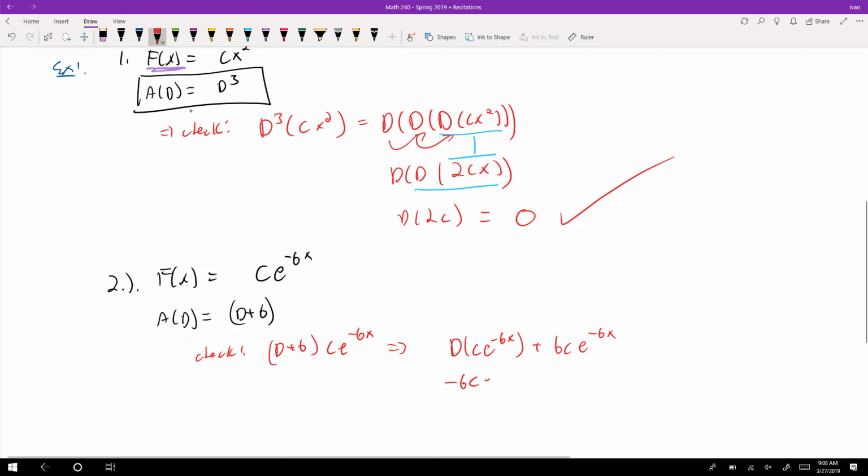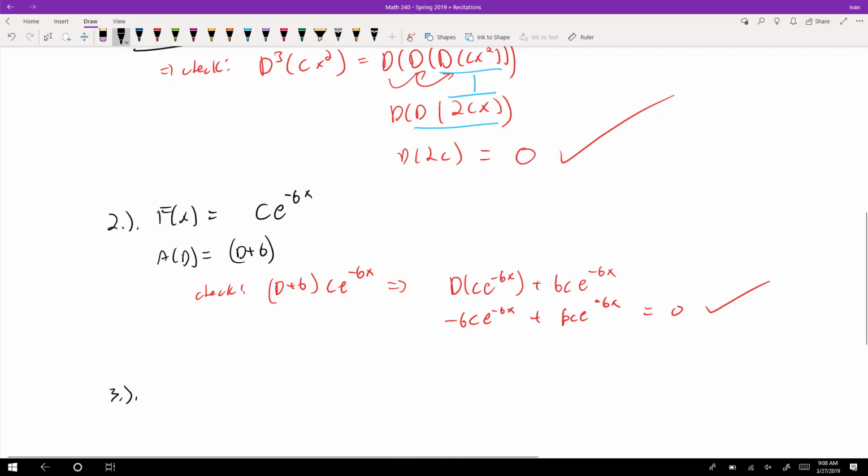Negative 6c e to the negative 6x, right? Plus 6c e to the negative 6x. All right, and so these terms cancel. That's 0. And so that's the correct annihilator. Okay, another example.